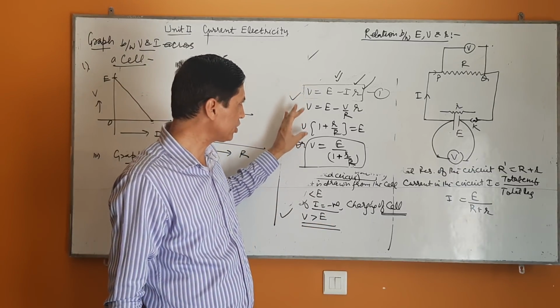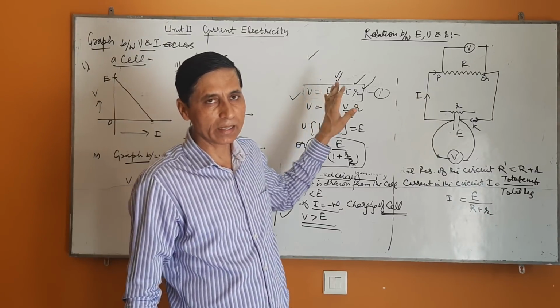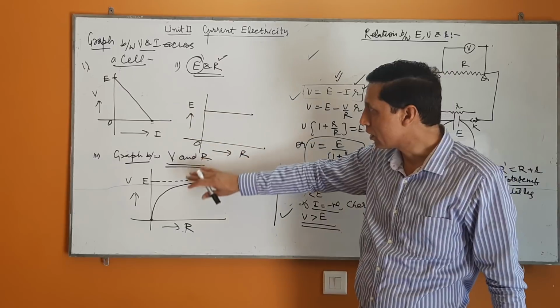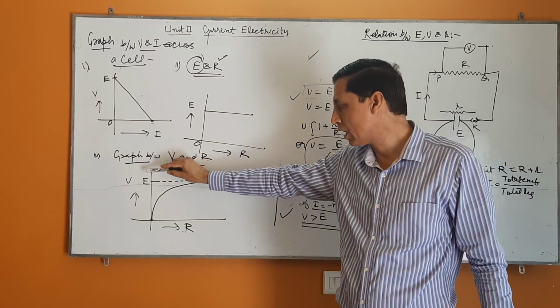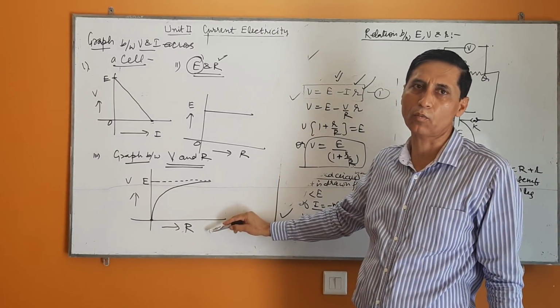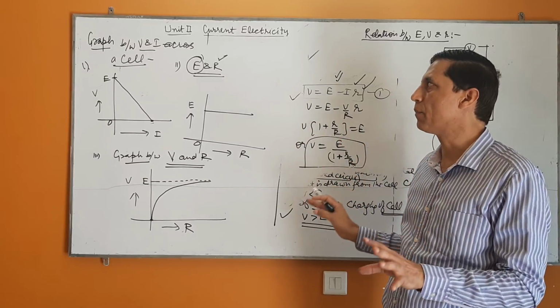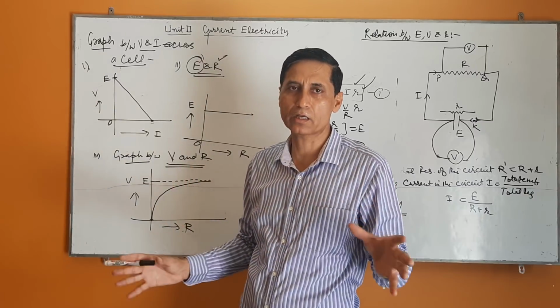So this is the relation between these three, and this is the application: under what condition V is equal to, less than or greater than E, what is the graph between V and I, what is the graph between E and R, and what is the graph between V and R according to this relation, according to this formula. So this one topic is completed now for current electricity. I hope it is understood by everybody.